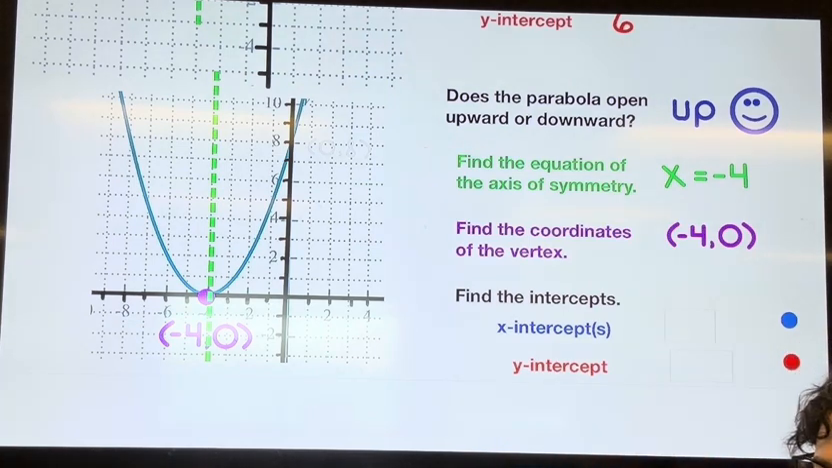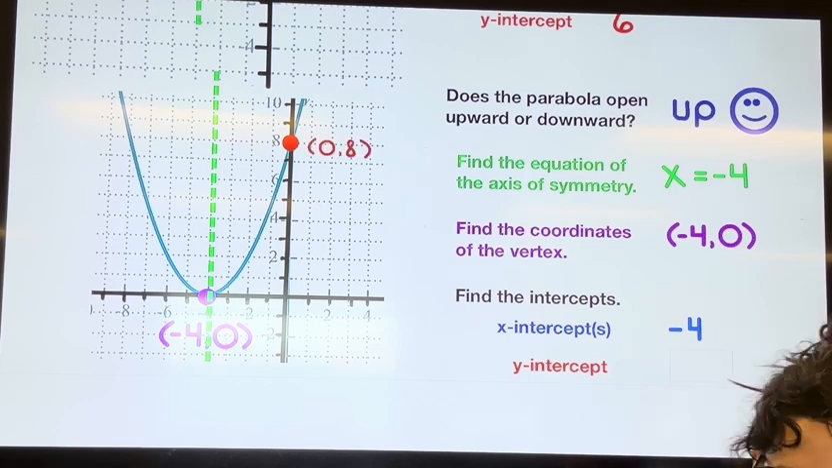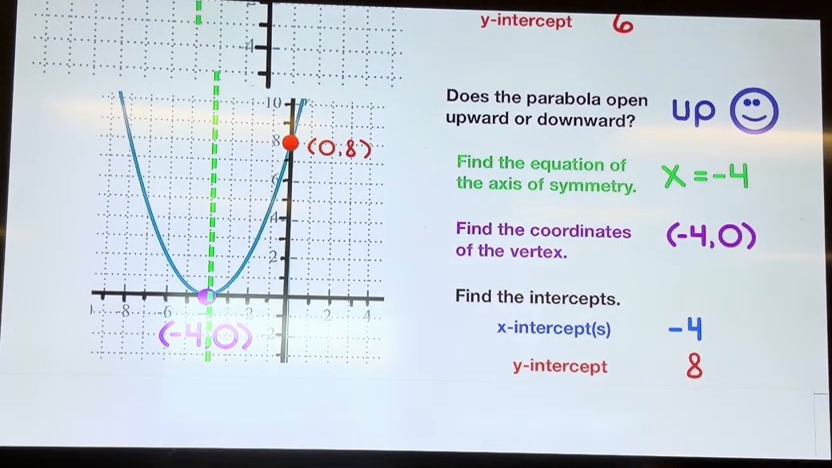The x-intercept and the vertex in this one are the same thing, because the parabola is coming in contact with the x-axis here, and it happens to be the same place as my vertex. So it is on the x-axis at -4, and then going through the y-axis up there at 8. So the coordinate of the y-intercept is 0, 8. So I'll say that the y-intercept is 8.